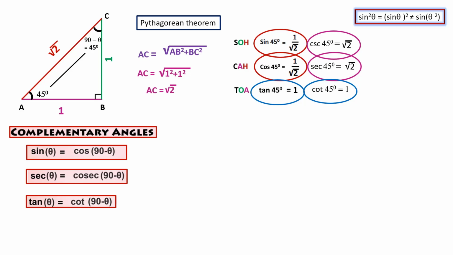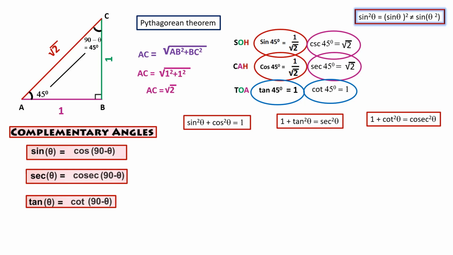First one is sin square theta plus cos square theta is equal to 1. So this is an identity. It is a rule. It is always that sin square theta plus cos square theta will give you 1. Next, 1 plus tan square theta is equal to secant square theta. And the other one is 1 plus cot square theta is equal to cosecant square theta.